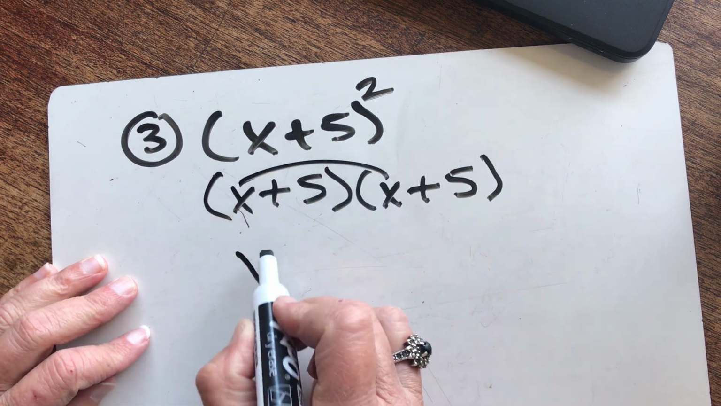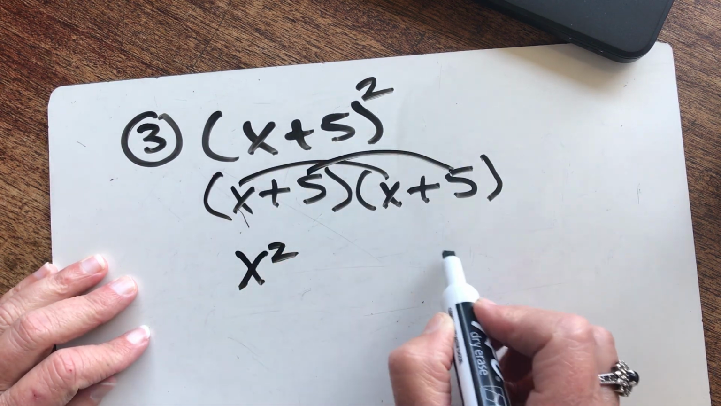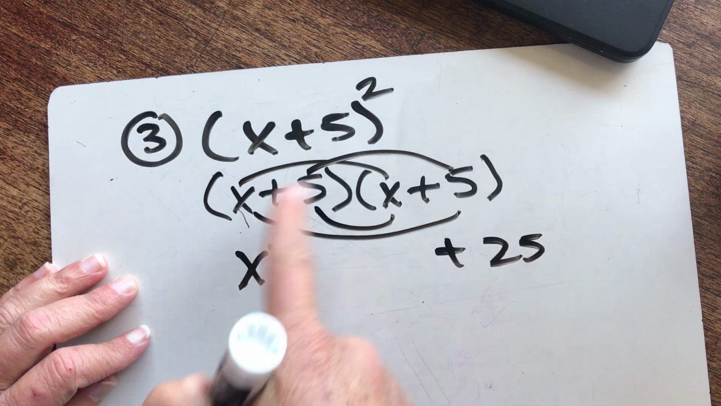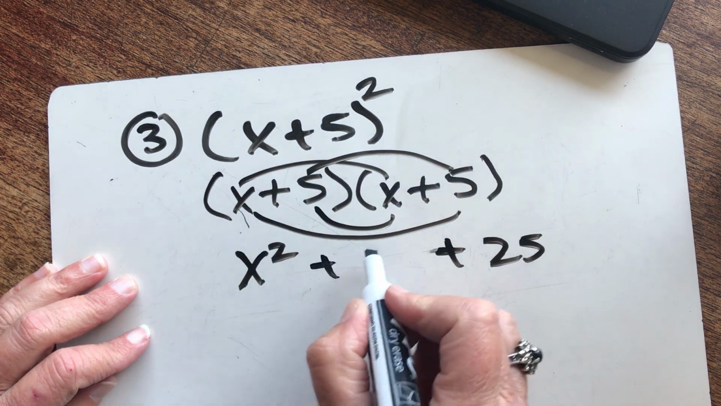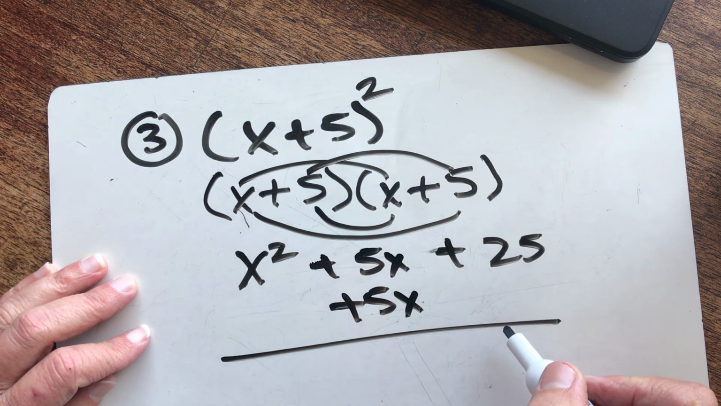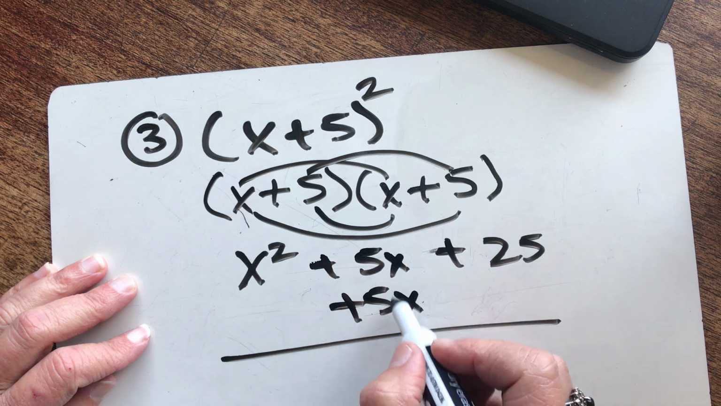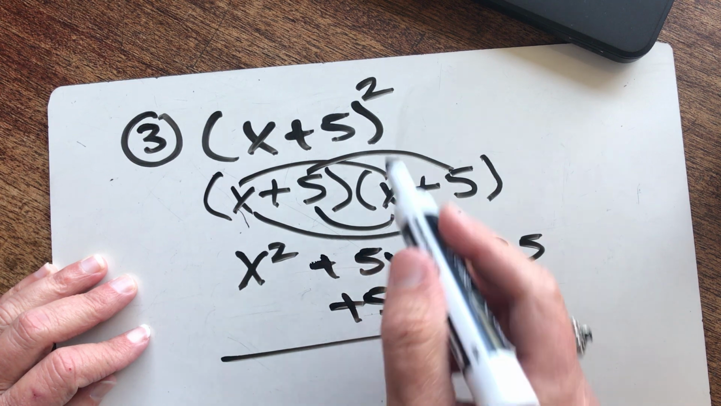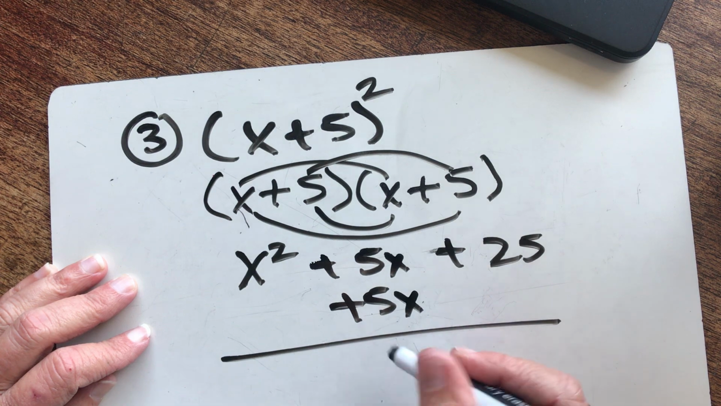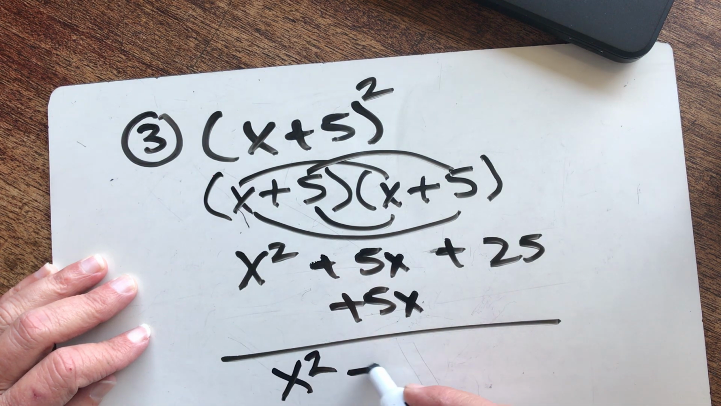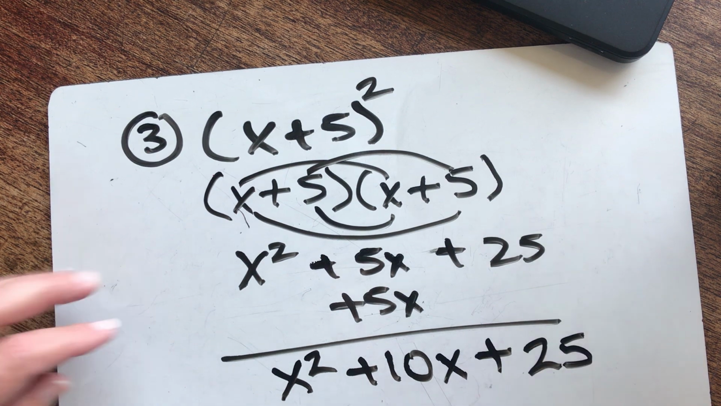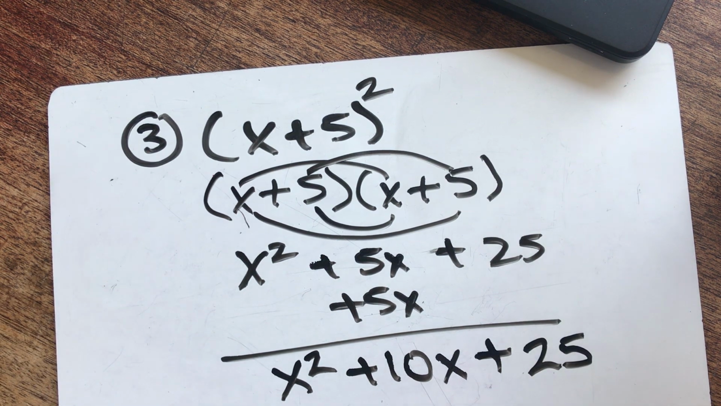X times x is x squared. 5 times 5 is 25 in the back. And the middle is right there. Looks like a little happy face guy if you stare at it long enough. Wow. It doubled again. When I have this squared binomial, the middle always just doubles. That's interesting. Cool. So there's our answer to question number 3.